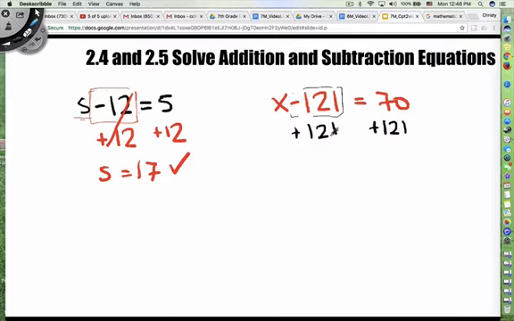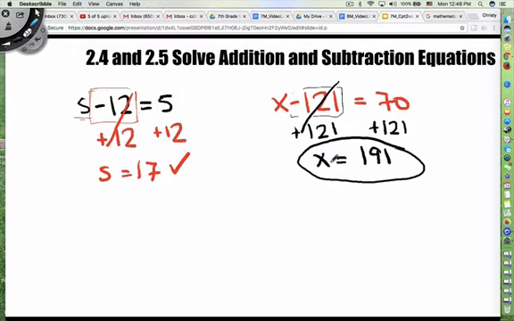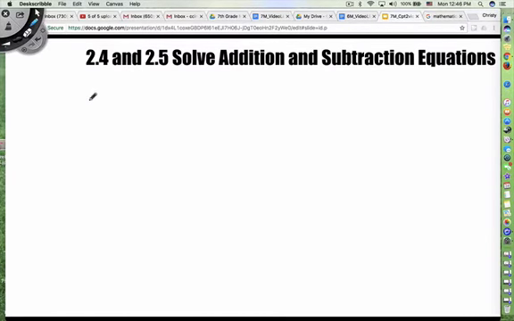I cannot read my notes, honestly. Okay, so cancel, and then x is equal to 191. Okay, and that's what we get there. And then 191 minus 121 does logically seem like 70 is going to be our answer there. Let's try another one. Let's get a little trickier here.